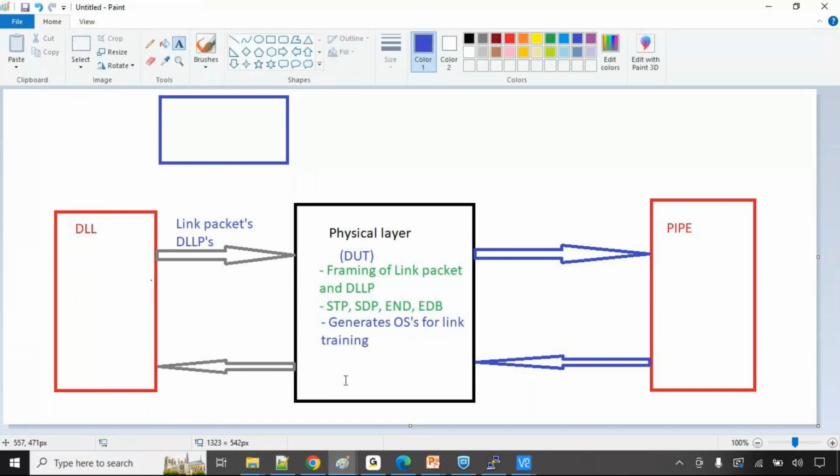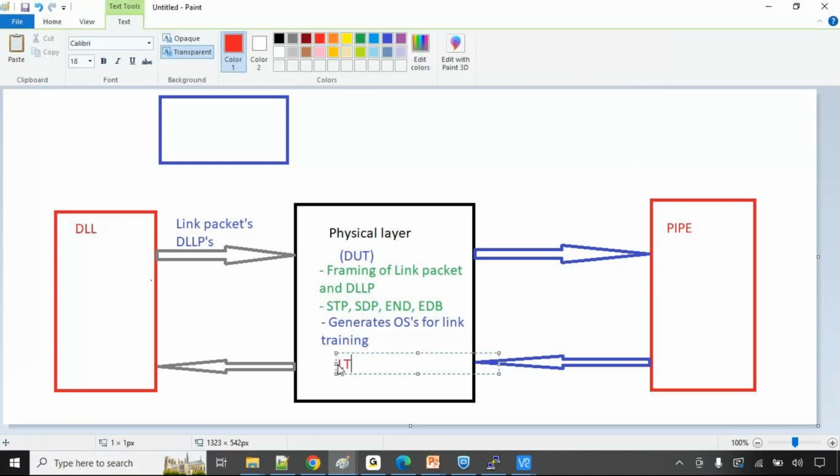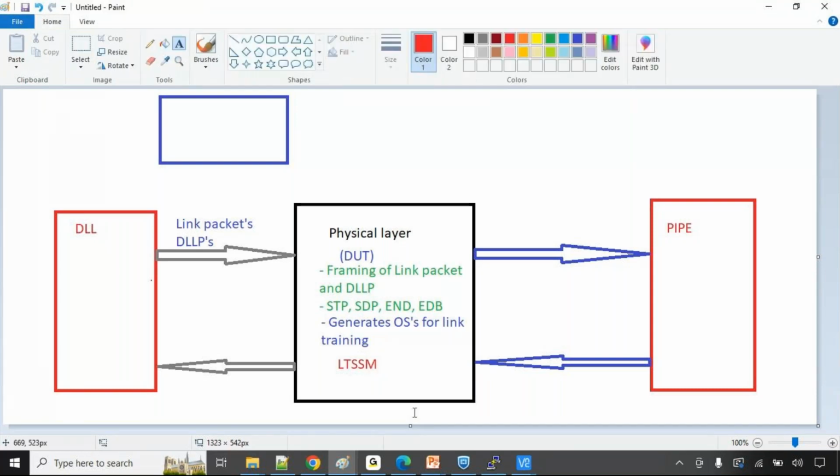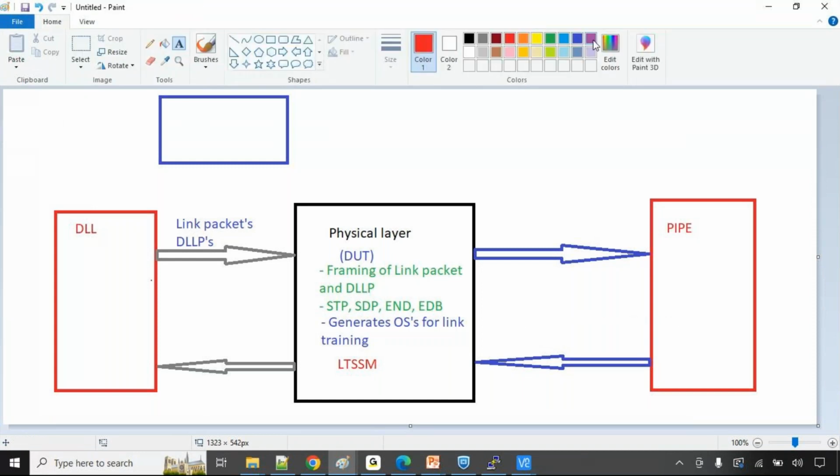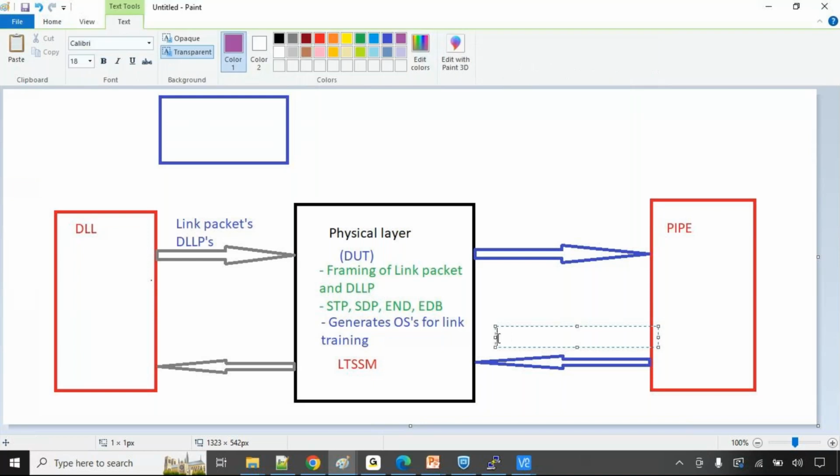Most importantly, it has an LTSSM implemented into it. On this side, it will be receiving three types of packet from the PIPE interface. What are the three types of packets it will be receiving? The ordered sets, the physical layer packet, and DLLPs. It will be receiving all these packets from this interface.